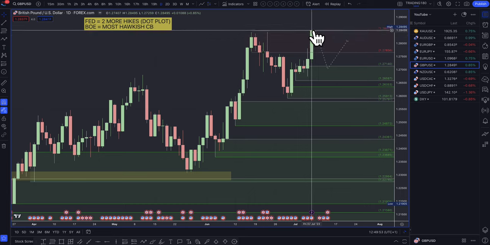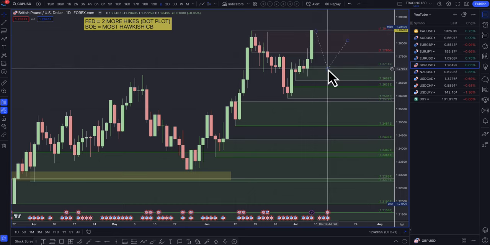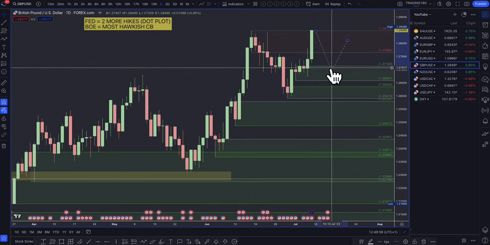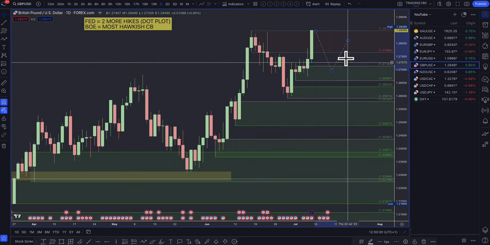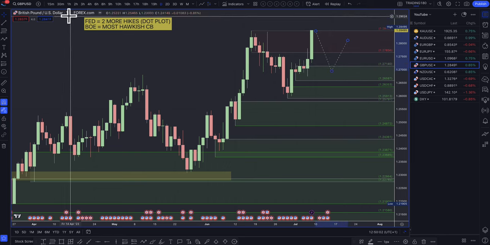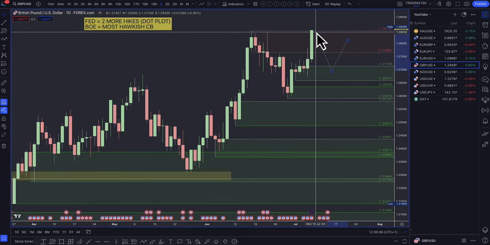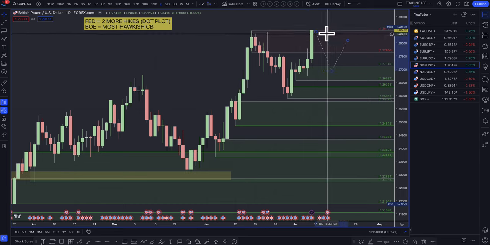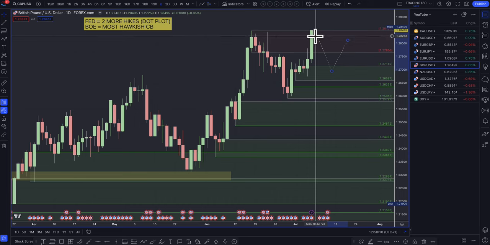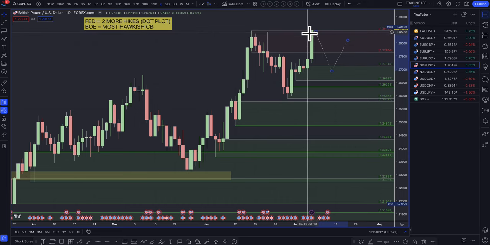So it's best to just wait for prices to do what they do, have a plan when prices get into that area, then look for your bias. But if you're looking to buy the dollar against the British pound, I think this is a really, really nice area to look for some shorts if you think that the CPI data is going to come in higher than expected and the Fed are going to be hawkish.